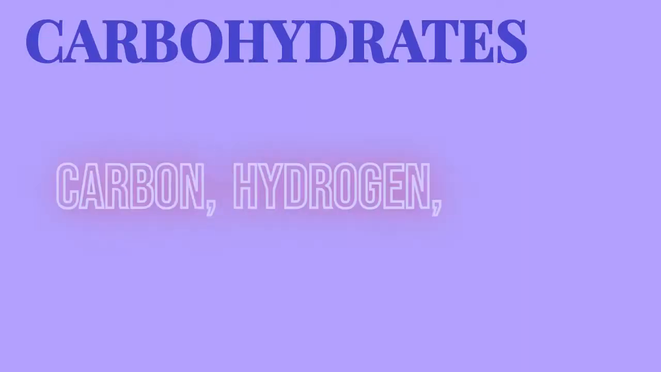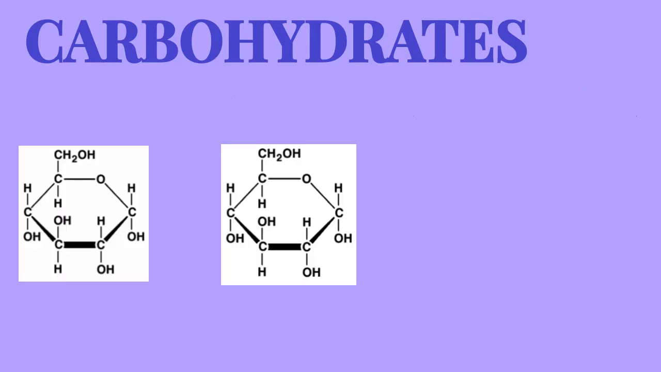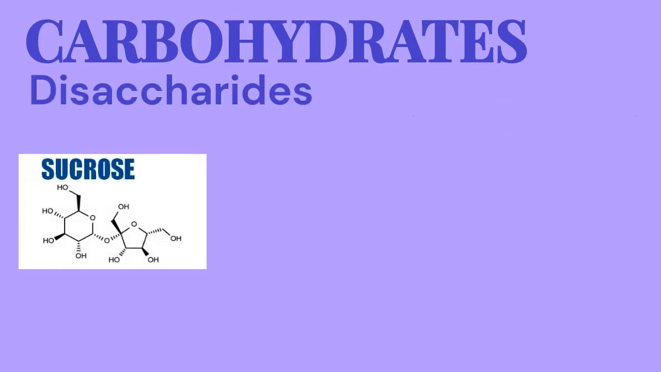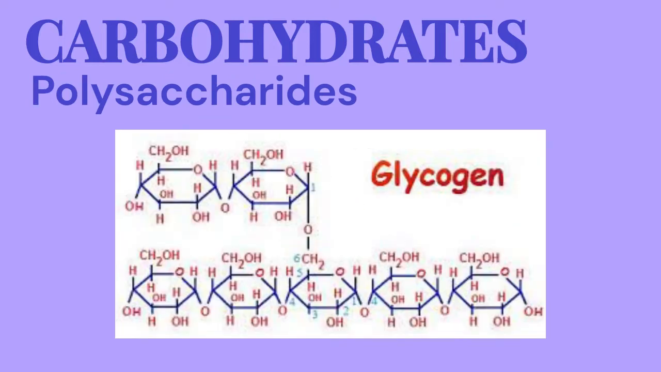Third, we have carbohydrates containing CHNO. The monomers for carbs are called monosaccharides, and they include glucose and fructose. Two monosaccharides together are called disaccharides, which include sucrose, maltose, and lactose. Polysaccharides are long chains of monosaccharides, which include starch, cellulose, glycogen, and chitin.